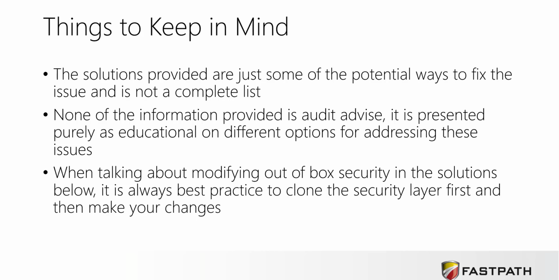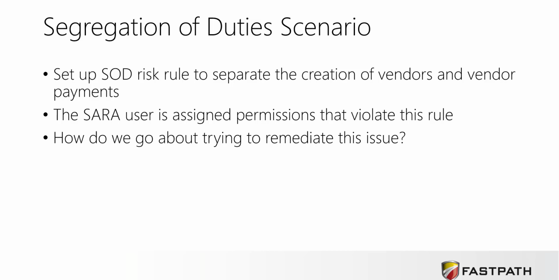So I've set up two different scenarios, one for segregation duties and one for licensing, and I want to do a comparison from an F&O and then a Fastpath perspective. If we look at segregation duties, the scenario that I set up here is to create an SOD risk rule in F&O as well as Fastpath that would look at being able to separate the creation of vendors and then vendor payments. In both cases, the SARA user is assigned permissions that violate this rule. So what can we do to actually remediate this issue that this user has?